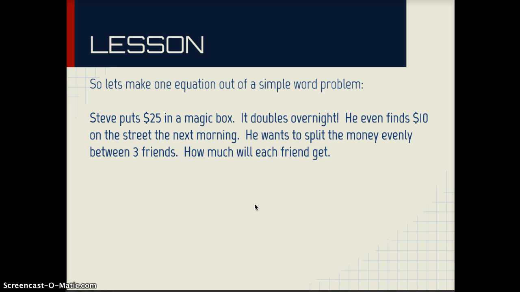Steve puts $25 in a magic box. It doubles overnight. He even finds $10 on the street the next morning, and he wants to split the money evenly between 3 friends. How much will each friend get? Before we make our equation, there are a couple of expressions we can make out of this. I know his $25 is going to double, so I'm going to have to do times 2. But he also finds $10, so he's adding 10.